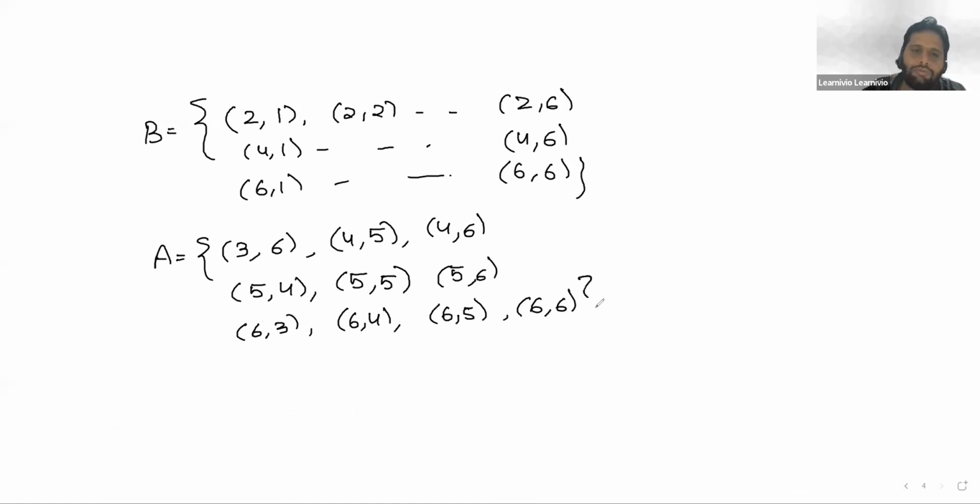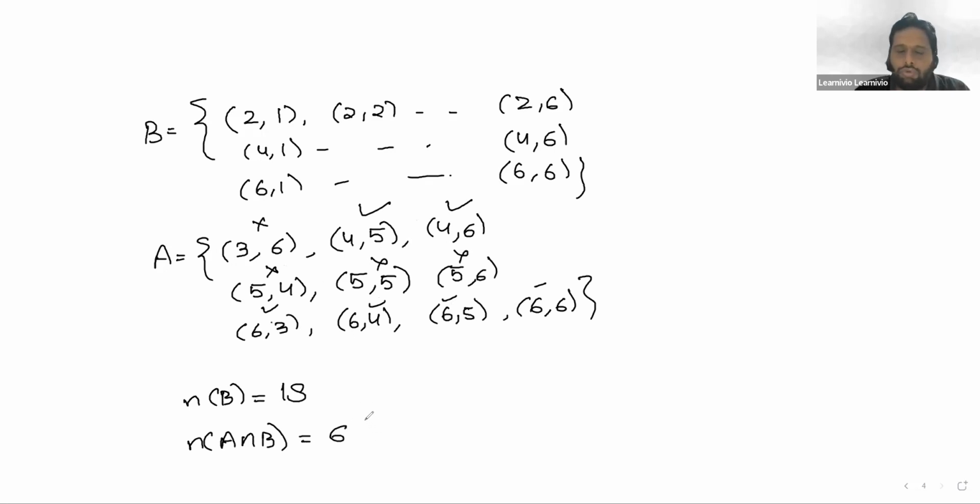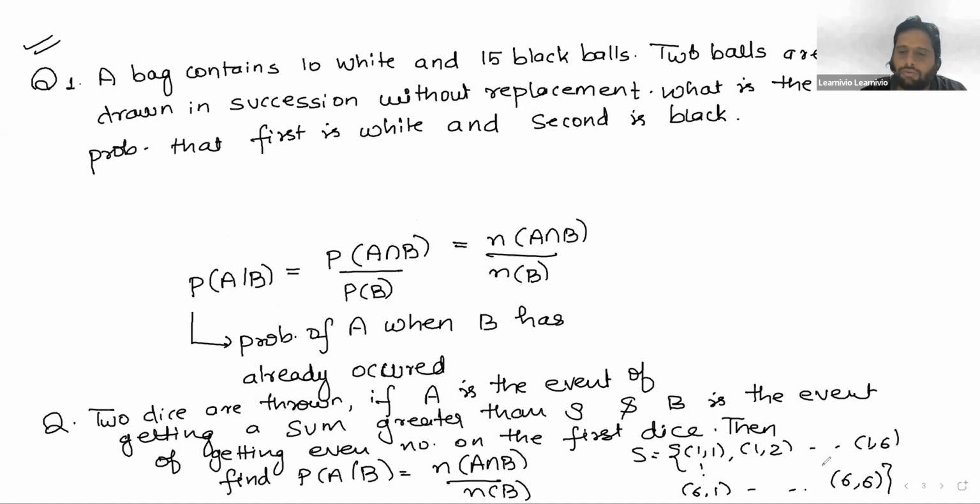First you need to find n(B). So n(B) will be 18. And A intersection B: we take the even first die, so 2 will not come, 4 gives 2 outcomes, 6 gives 4 outcomes, so this will be 6. Is it clear, Numa? Yes, sir. So the probability P(A|B) equals intersection 6 by n(B) 18. We have already done this question last week.